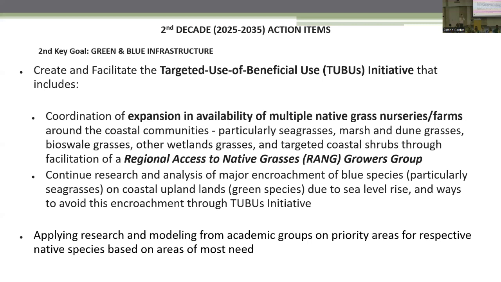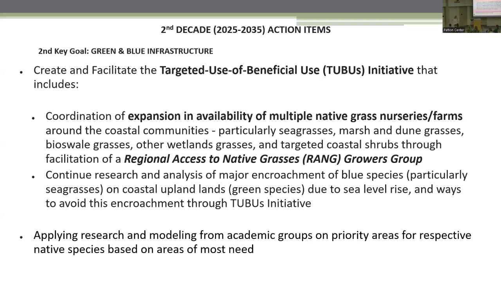But the one thing that kept coming up over and over and over, which is how we, Houston Wilderness, got involved, was that when we start doing these gigantic projects, we don't have enough native grasses. We have fabulous organizations out there doing grasses, but we don't have anywhere near enough. And so we agreed to take on coordination of expansion of availability of multiple native grass farms for coastal, but also slightly inland, estuarine and other inland areas.